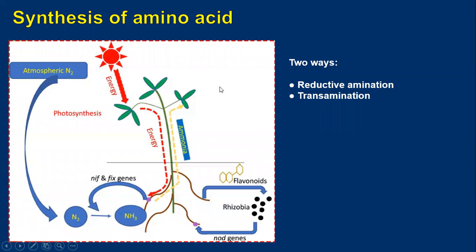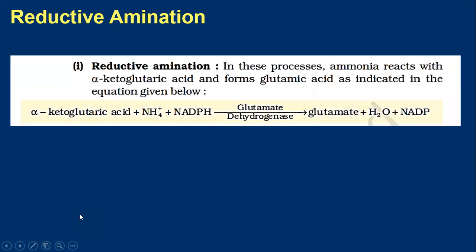So ammonia, and we have to study about the amino acids over here as well. There are two ways by which the amino acids are synthesized. One is the reductive amination and second one is the transamination. What are the two methods? Reductive amination and transamination. Clear? First, we have to discuss reductive amination. What is the method known as reductive amination?